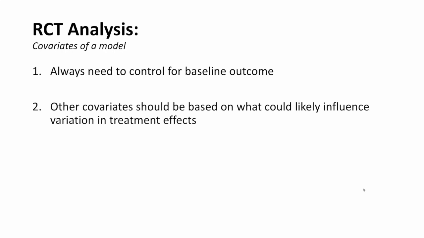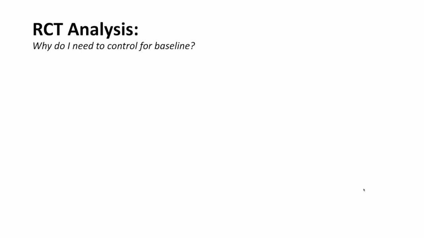Okay, so next let's talk a little bit about what covariates we should include in the model. First and foremost, we always need to control for baseline outcome in our model, and that's something that always needs to be done no matter what. Now, we should also consider whether we need to include other covariates, and that's going to be based on what our model actually represents, and we'll talk about that in a minute.